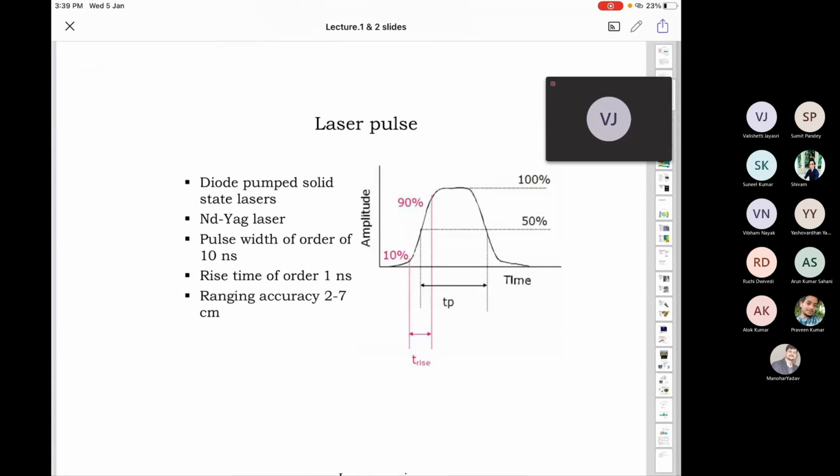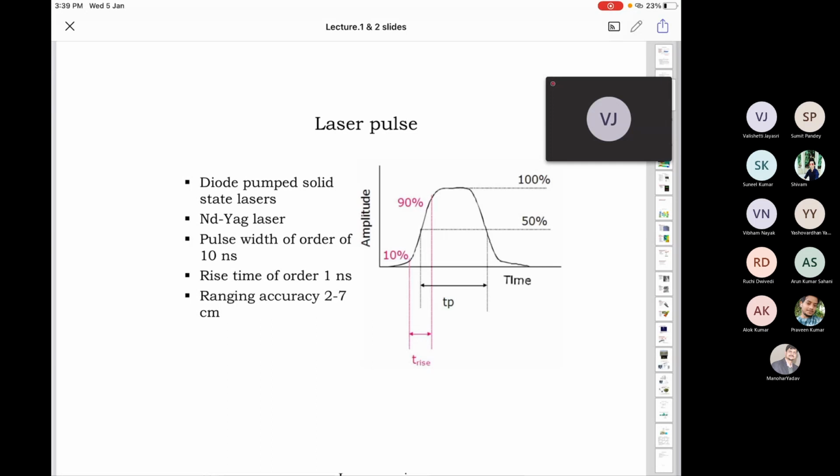So using the laser source, we generate two types of laser beam. The first one is a pulsating laser, and the second one is a continuous wave laser. First, we talk about the pulsating laser, where at a certain interval, this kind of laser pulse is generated.